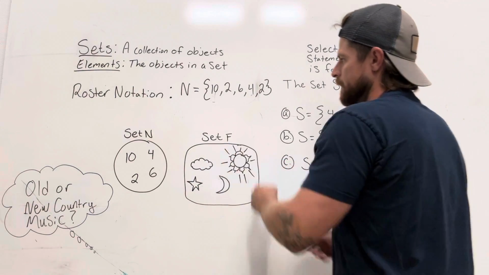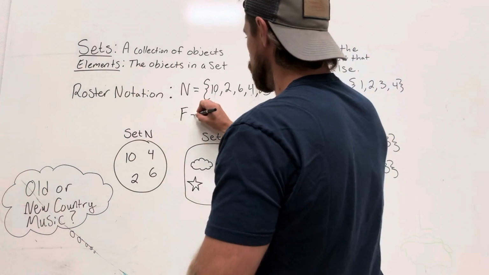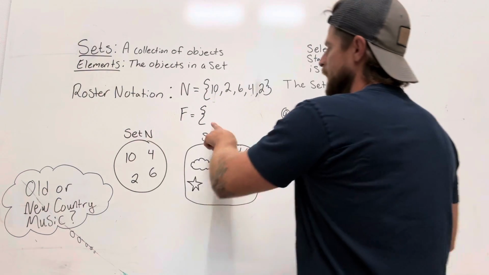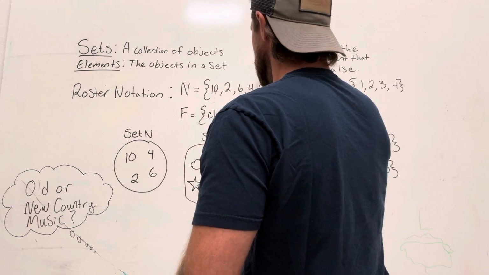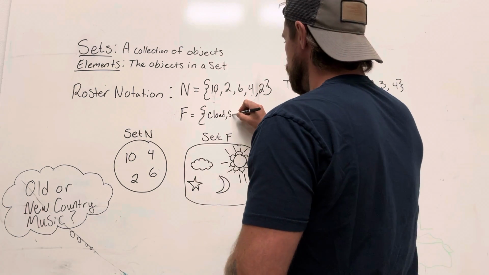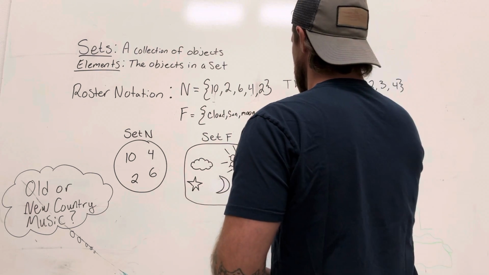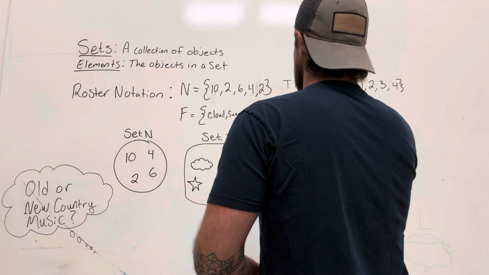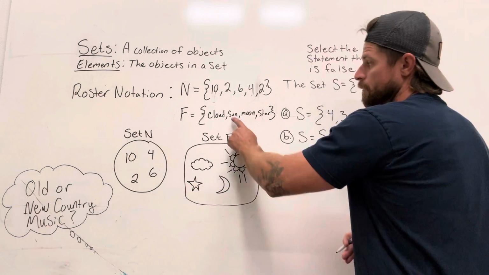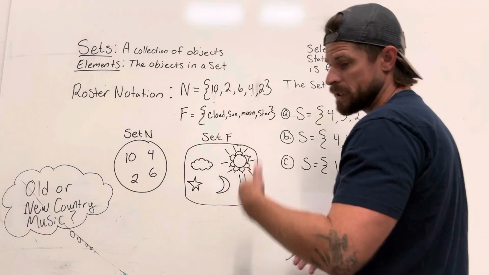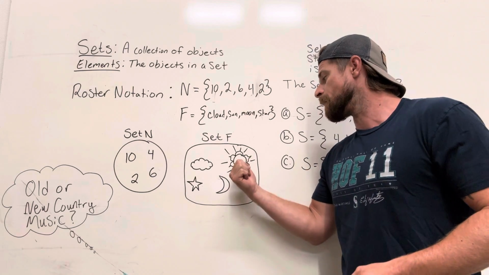Okay, set F. Now, if I'm going to write out set F, I'm going to say F, that's the set title, is equal to, I'm going to write down a bracket. And now I'm going to list out what's in this set. We've got a cloud. We've got a sun. We've got the moon. And we've got a star. Does it matter what order I wrote these out in? It does not. It could go in any order it wants. I could write down the word sun twice if I wanted to, 3 times. It would not have an effect on my roster notation because the sun is a part of the set.